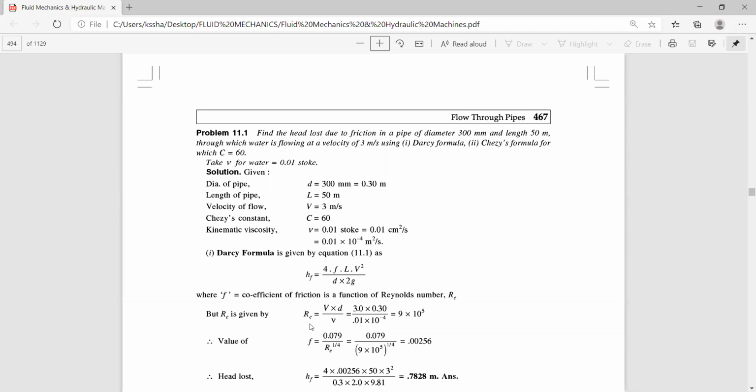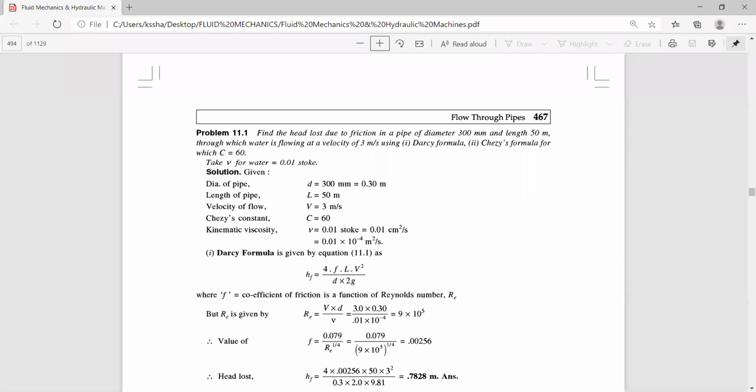So for calculating Reynolds number, what is the formula? Velocity V into diameter divided by kinematic viscosity. So you have velocity as 3 meter per second, diameter as 0.3 meter, whereas kinematic viscosity is 0.01 into 10 raised to minus 4. So from this, you will get the Reynolds number as 9 into 10 raised to 5. Once you have calculated Reynolds number, if you use the formula 0.079 divided by Reynolds number raised to 1 by 4, you will get the value of small f. So small f is equal to 0.00256.